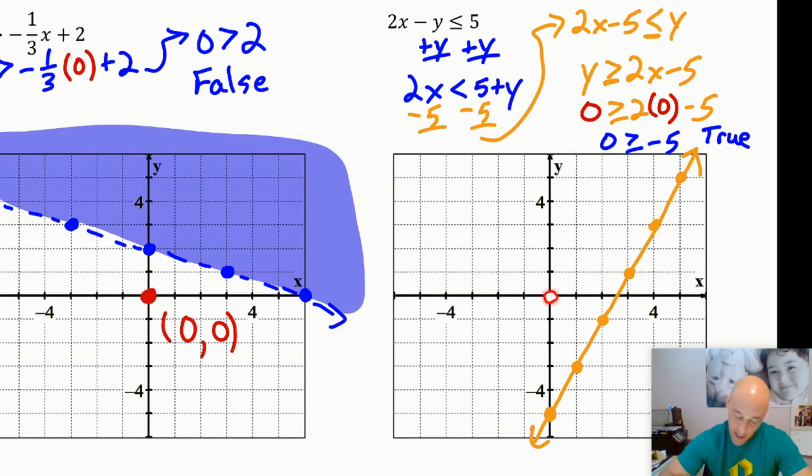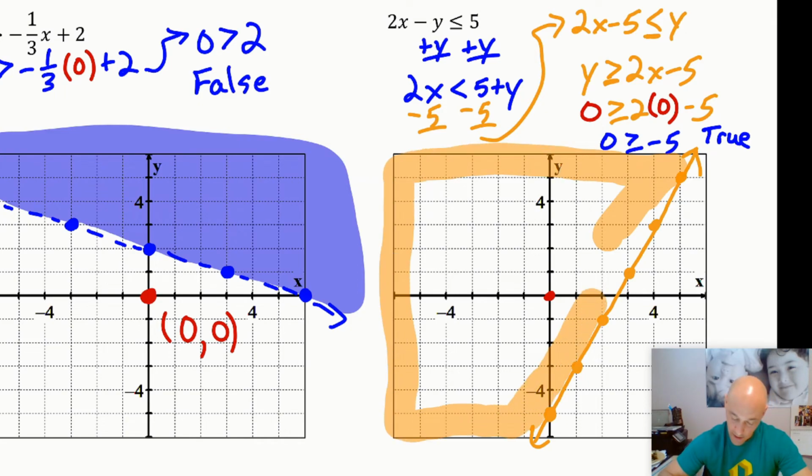So this point's right here. When we plugged it into the inequality, it came out to be true. So that's the side that we shade on. So all of this over here is going to be shaded.